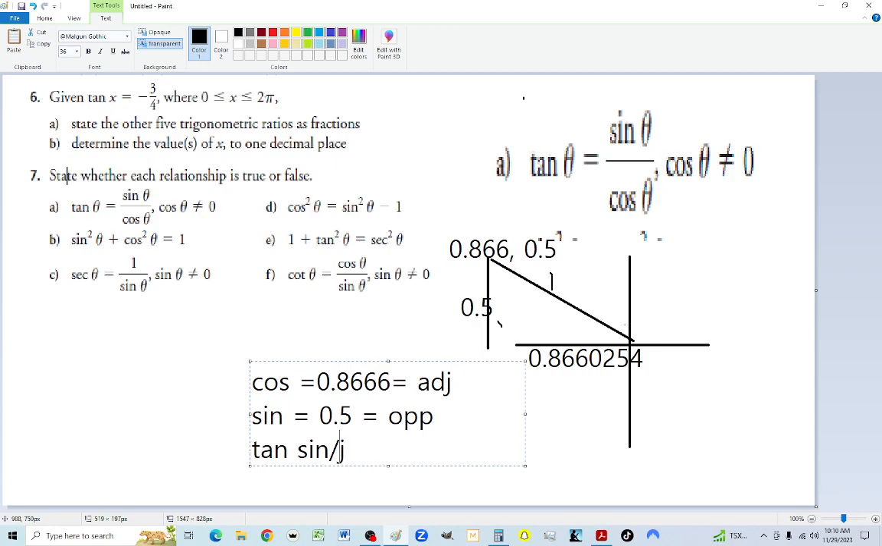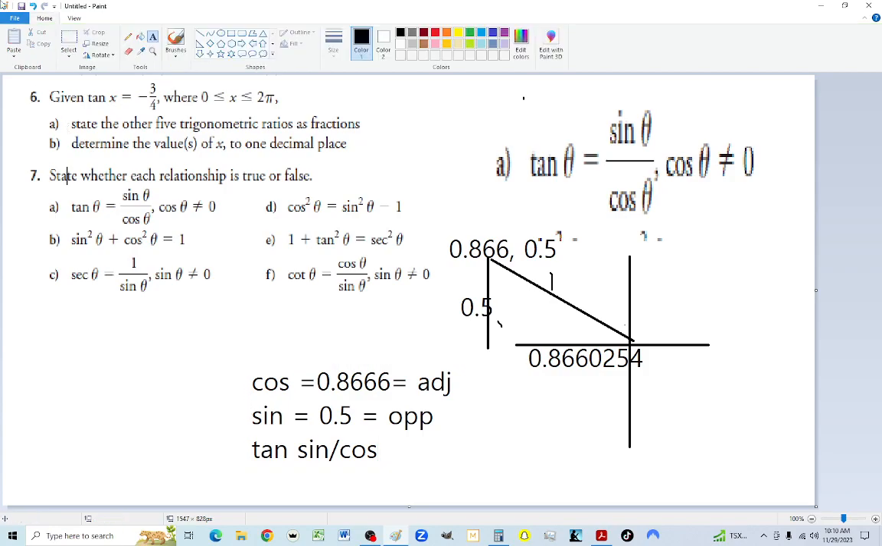And we've also discovered adjacent is cosine. We've therefore proven it, knowing that SOHCAHTOA is true, that the opposite over the adjacent is true. And then in this case, the adjacent is equivalent to sine and the opposite is equivalent to cosine. Therefore, tan is indeed sine over cosine.